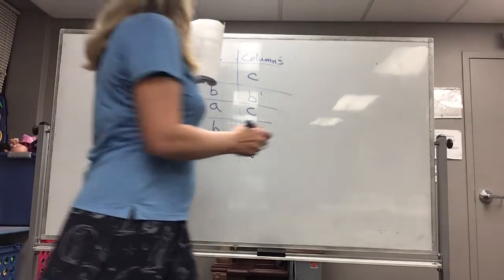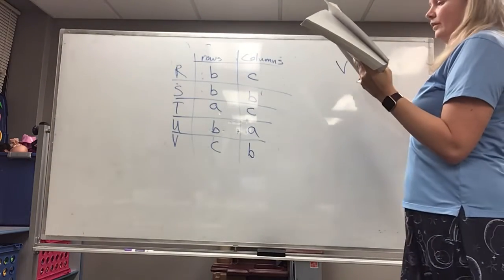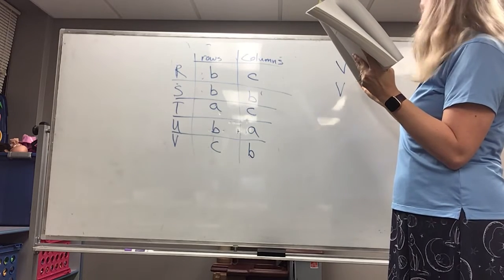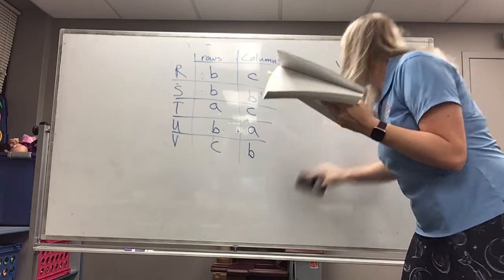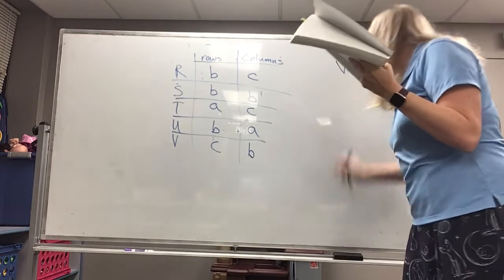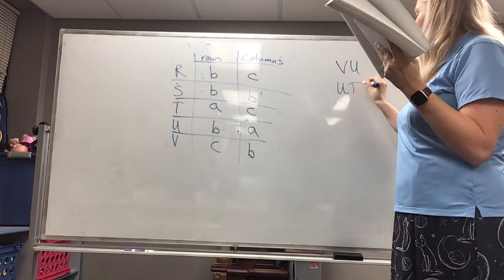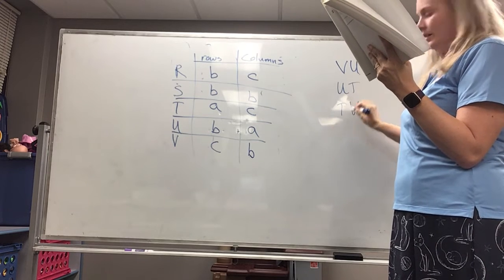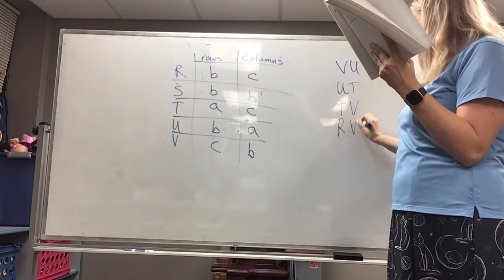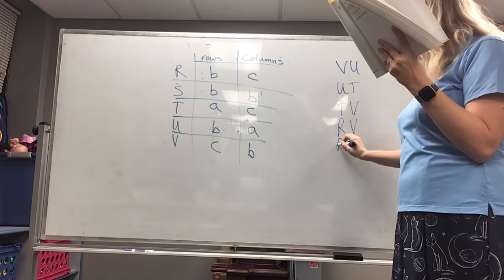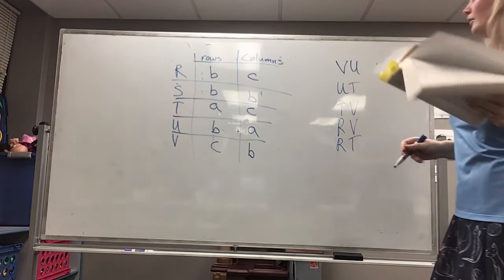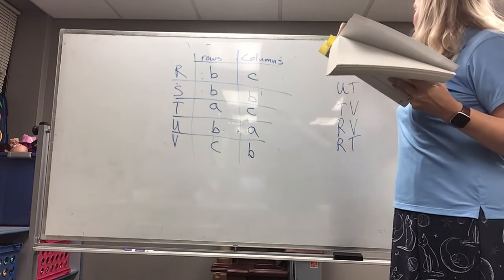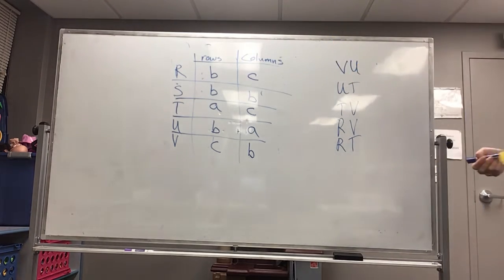And they give us the combinations V times U, U times T, T times V, R times V, and R times T. So, of these 5 options, which one is not possible?